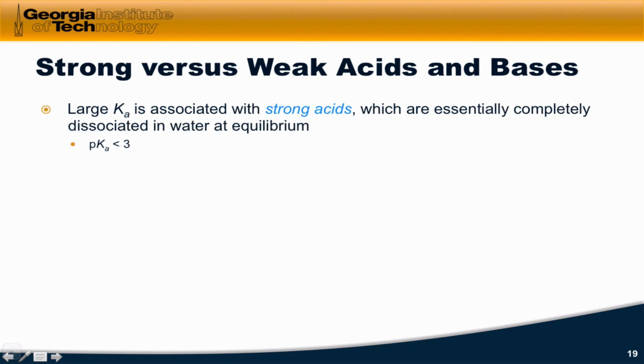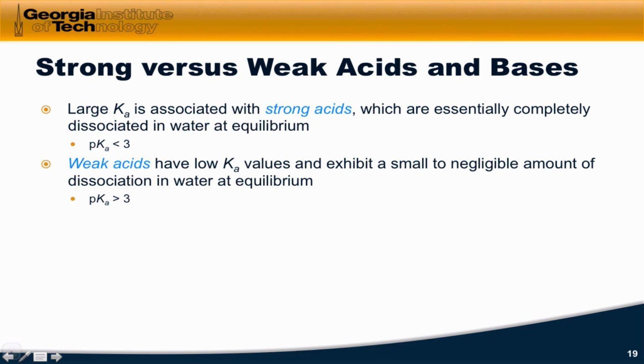So large Ka is associated with strong acids, which are essentially completely dissociated in water at equilibrium. We've seen this before. A good cutoff is a pKa less than 3 corresponds to a strong acid. With a pKa that low, the products are going to be heavily favored, and so we'll have essentially complete dissociation at equilibrium. Weak acids have relatively high pKa values, for example, above 3. And these exhibit a small to negligible amount of dissociation in water at equilibrium.